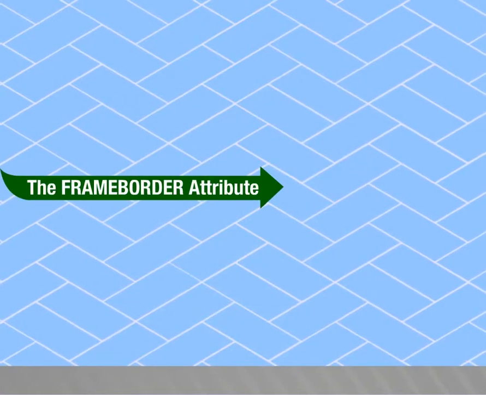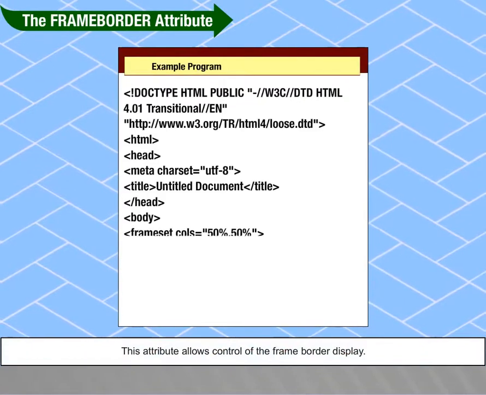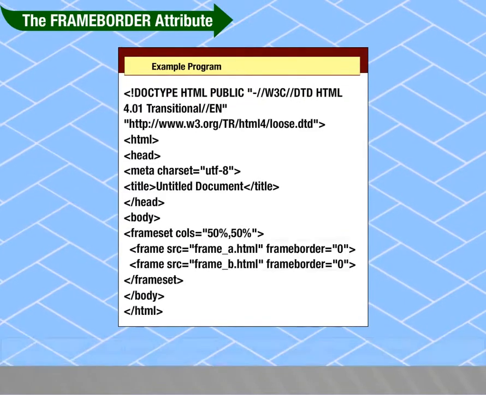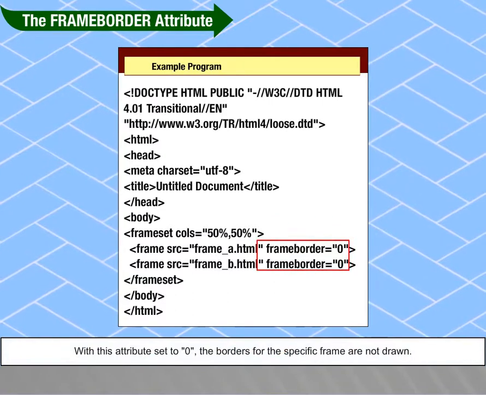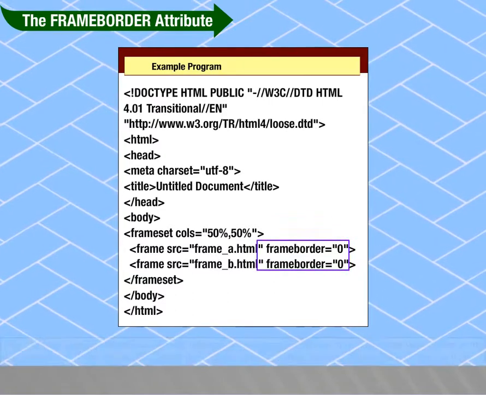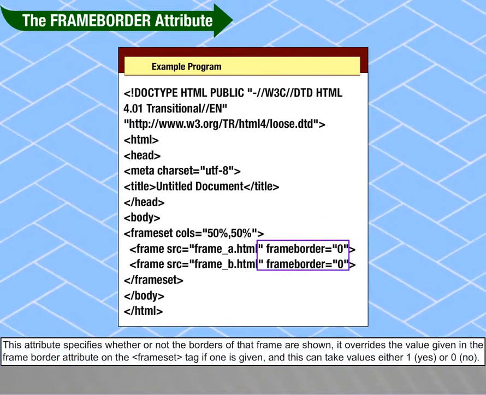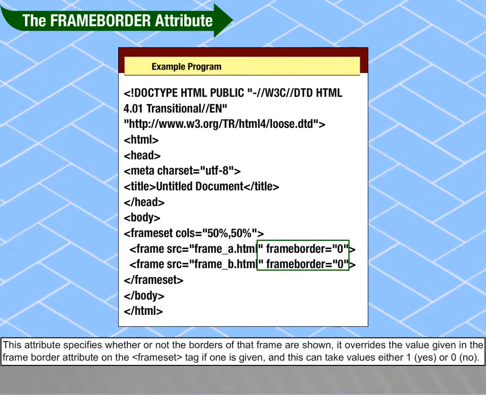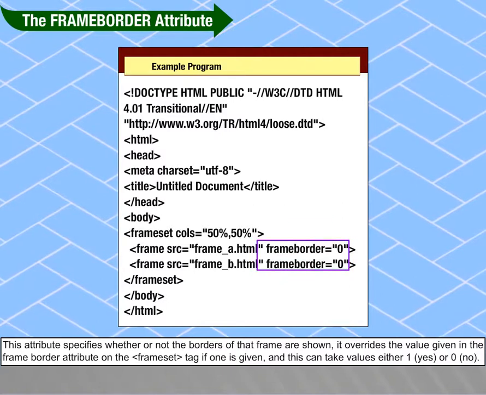The frameborder attribute. This attribute allows control of the frame border display. With this attribute set to 0, the borders for the specific frame are not drawn. This attribute specifies whether or not the borders of that frame are shown. It overrides the value given in the frameborder attribute on the frameset tag. It can take values either 1, that is yes, or 0, that is no.